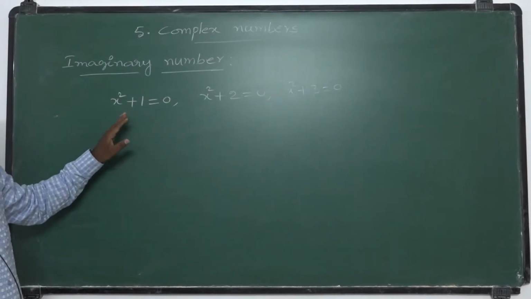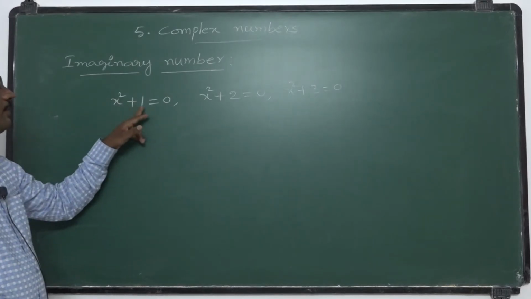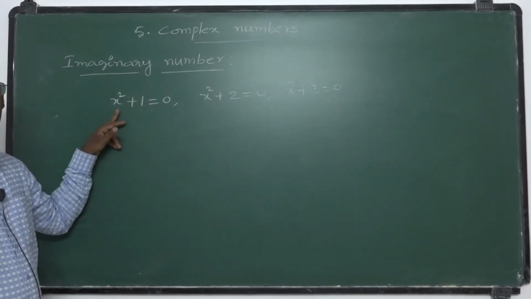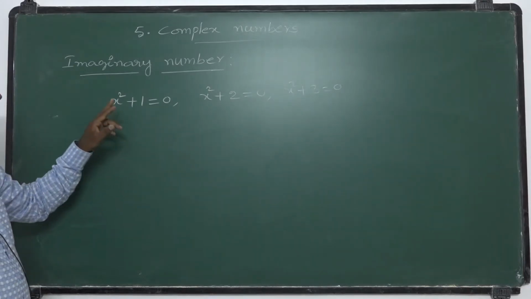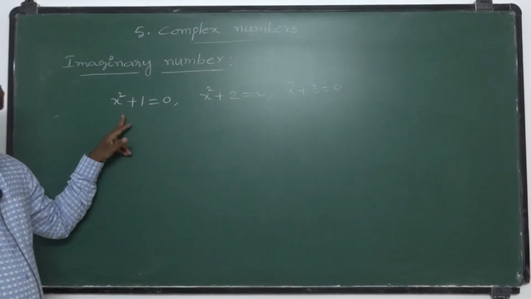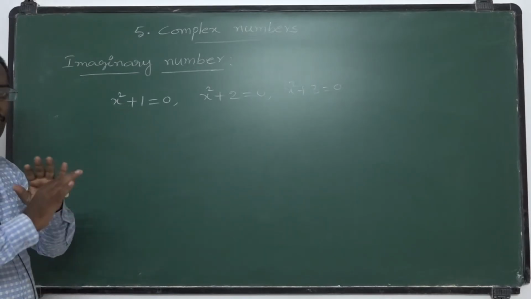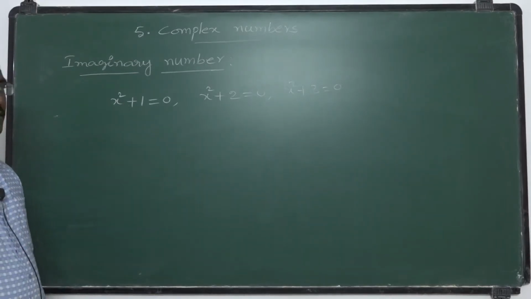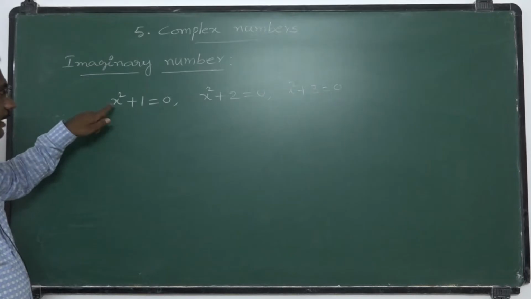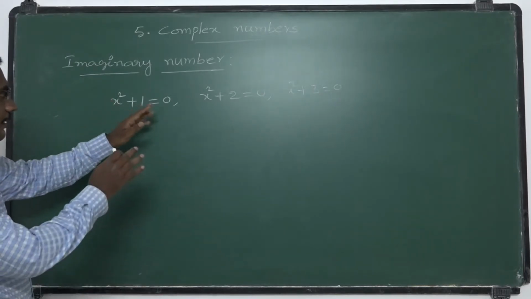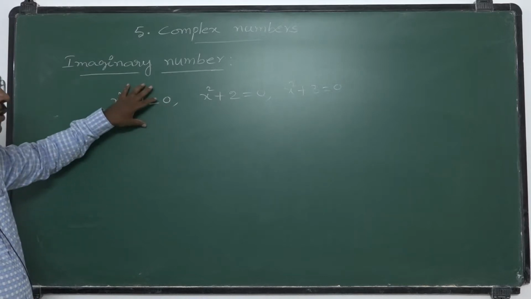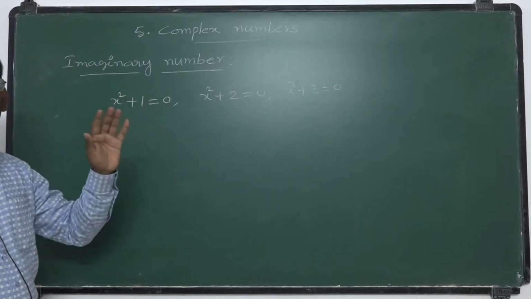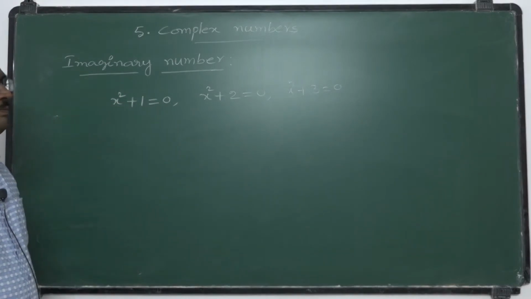So coming to the first equation, x square plus 1 equal to 0. This is a quadratic equation. There is no real number satisfying this equation, so this equation has no real solution. If you put any real number in x, you don't get the answer 0.